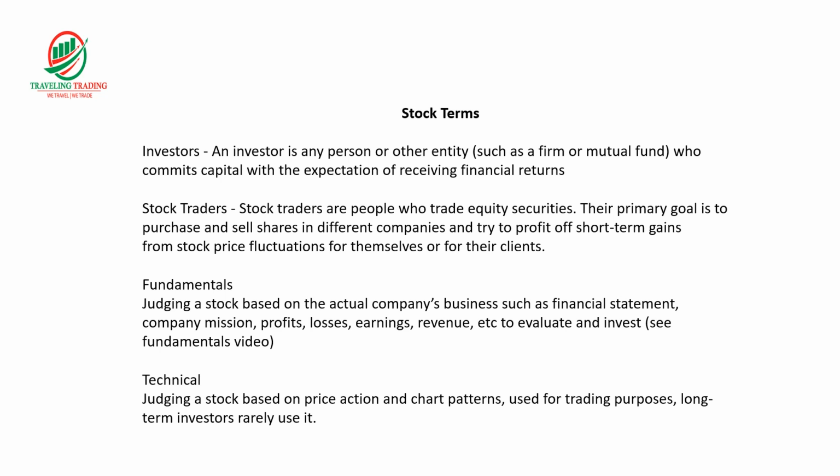Some more stock terms here. There are investors, and an investor is basically a person or entity, like a fund or a firm, that commits capital with the expectation of receiving financial returns for a profit. So that's what an investor is, someone who takes on that risk, or a company that takes on that risk. Then there's stock traders. Traders are people who trade equity securities. Their primary goal is to purchase and sell shares from different companies and try to profit, whether short-term or long-term, as the price fluctuates, for themselves and their clients. Pretty simple. That's what a stock trader is.